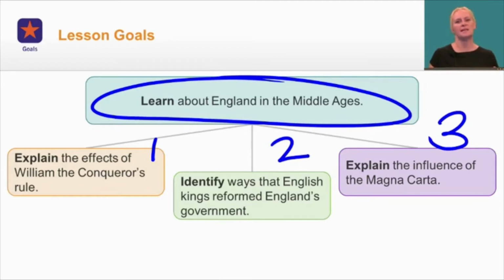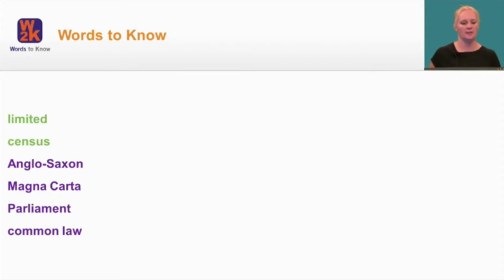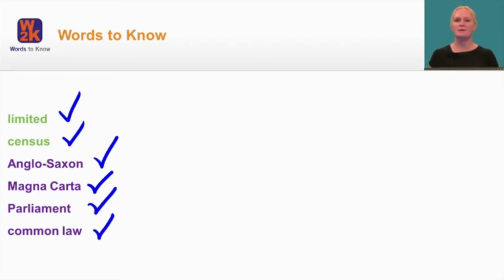As we move through this lesson together, there are some vocabulary words that I want you to listen out for. First are your academic words, which are limited and census. And then your domain-specific words, words like Anglo-Saxon, Magna Carta, Parliament, and common law. Now remember that if you ever get stuck or need extra help with any of these words, you can always use your glossary.